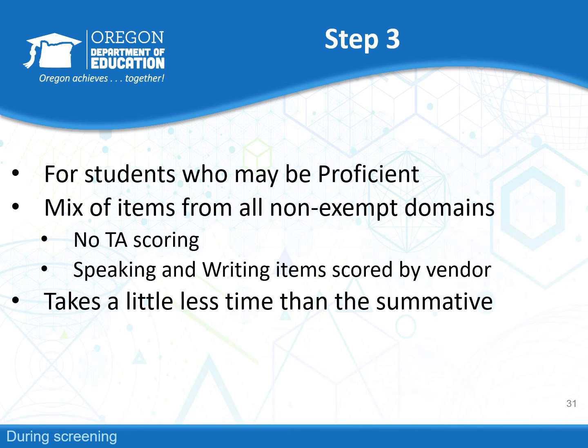As stated before, students who may possibly be proficient advance to Step 3 of the screener and are administered additional items from all non-exempt domains. TAs have no scoring responsibilities during this step, but it does include human-scored items. Specifically, there are speaking constructed response items in all grades, and there are writing constructed response items in all grades 2 through 12, not K through 1. These human-scored items are scored off-site by our vendor.